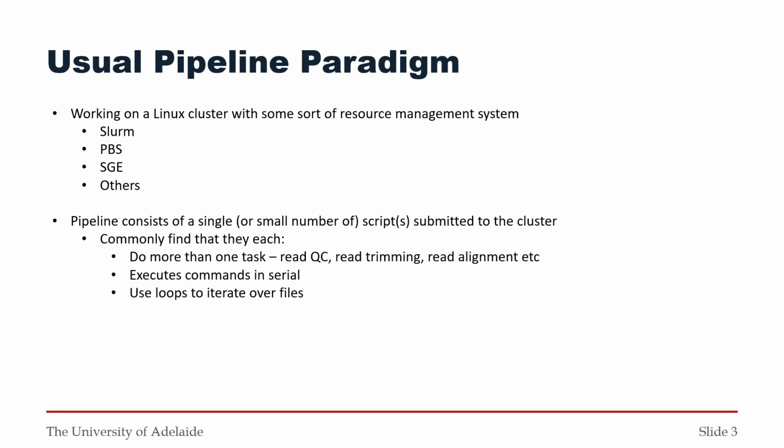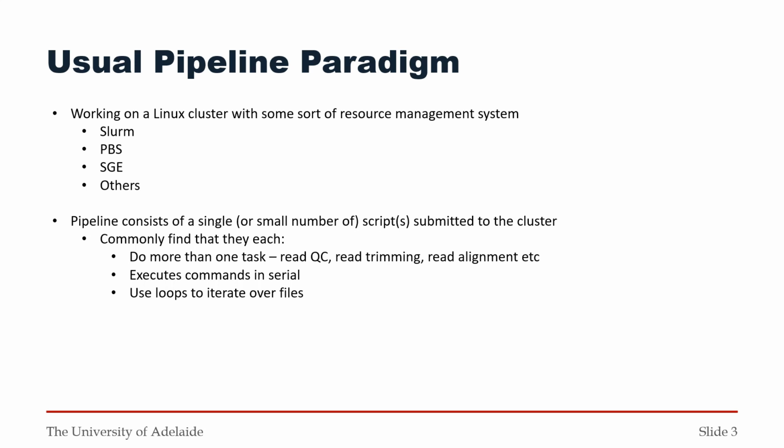Typically what people have, I find, is a pipeline that usually consists of a single script or a small number of scripts, which they then submit to a cluster that queues and waits for the resources that are required, and after some time that will get executed. Typically these things do more than one task. For example, they might do read QC, read trimming, read alignment, and any other downstream steps.